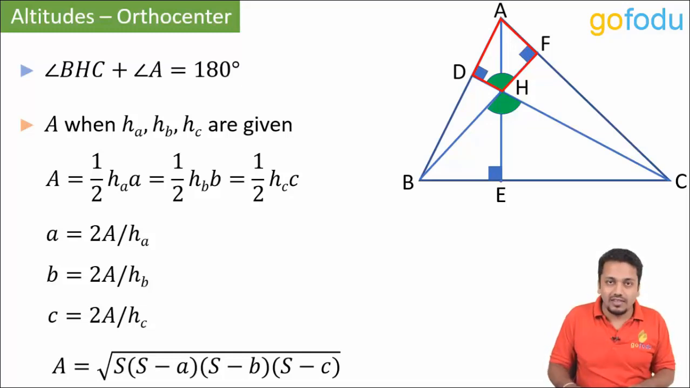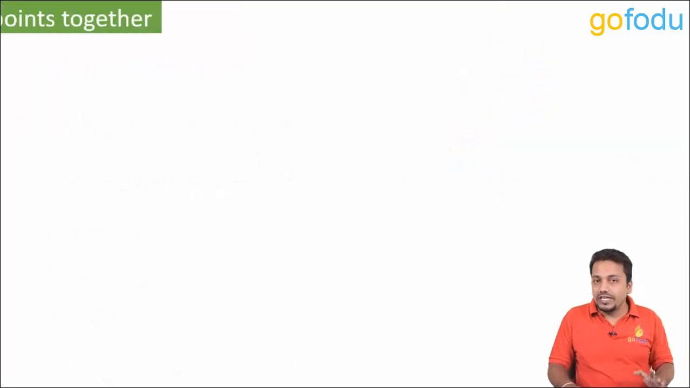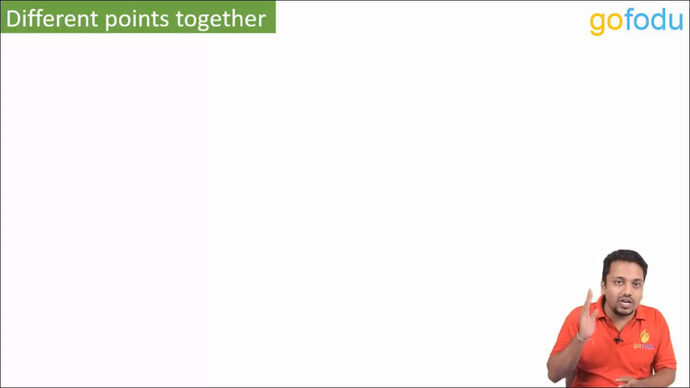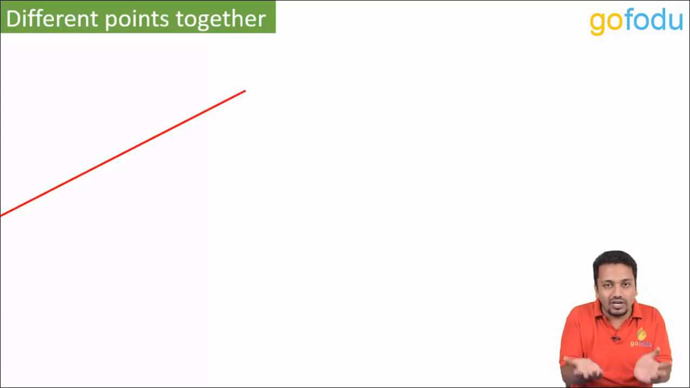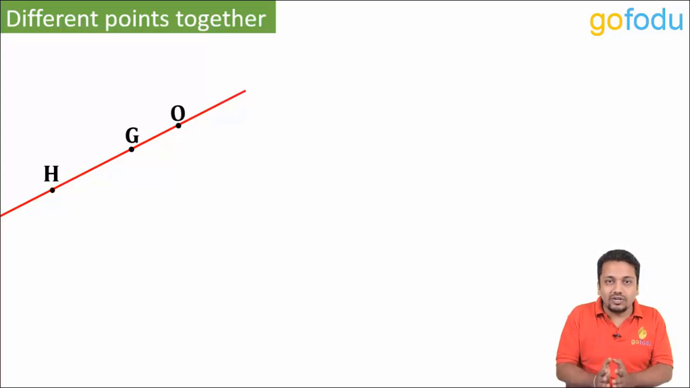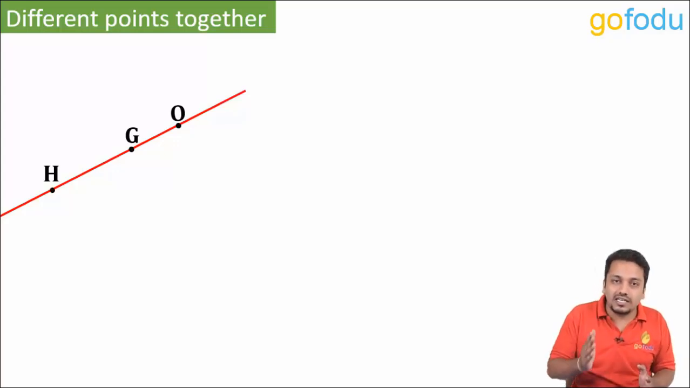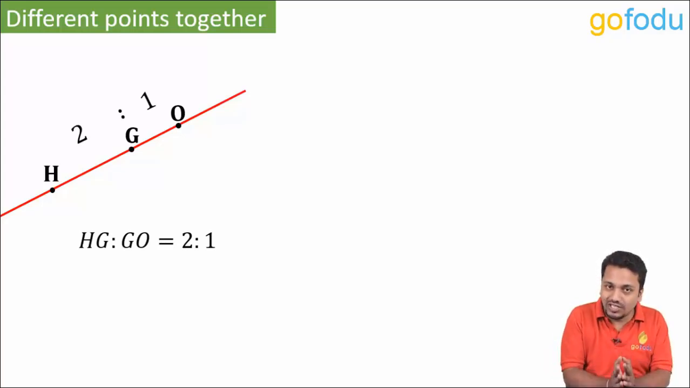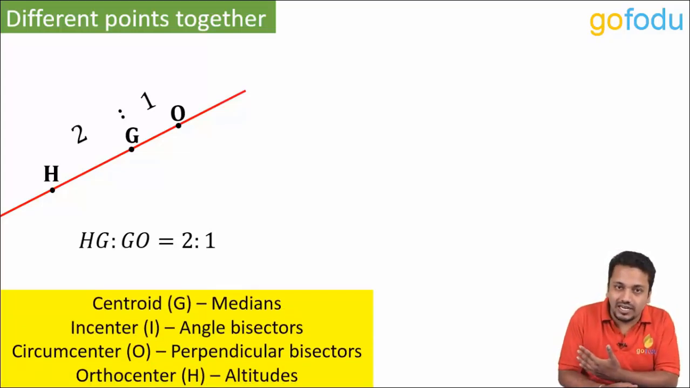Both are possible. Moving on to the last part of this video. In any triangle, the orthocenter, centroid and circumcenter lie on a straight line called Euler's line. You can call it Euler's line, doesn't matter. They all lie on a straight line, and the centroid divides the orthocenter and circumcenter in the ratio of 2:1. H, G, O: these letters are a little confusing, but this is standard notation.